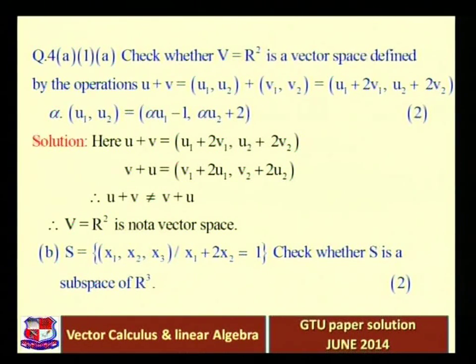In the first 5 conditions, the first one is closedness, that means if u belongs to set V and v belongs to set V, then u plus v belongs to set V. That is the first condition. The second condition is the commutative law, that is u plus v is equal to v plus u. The third condition is the associative law: u plus (v plus w) is equal to (u plus v) plus w.